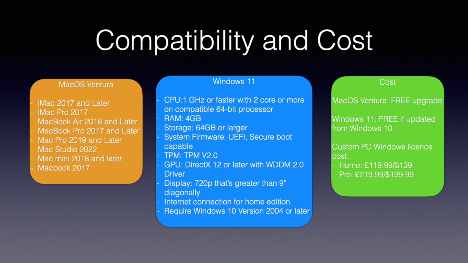And the cost, guys, finally, the last part of the video. macOS Ventura is a free upgrade. Windows 11 is also a free upgrade if you're updating from Windows 10. So if you're updating from Windows 7, you need to upgrade to Windows 8 or 10, and then you'll get a free upgrade to Windows 11. Now, some custom PCs don't come with a Windows install. If you want to buy a Windows 11 license, you need to buy a Home Edition or a Pro Edition.